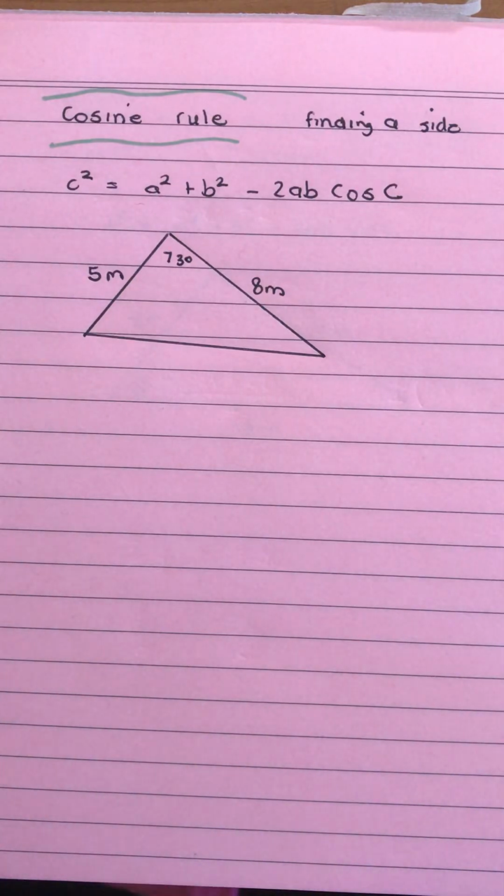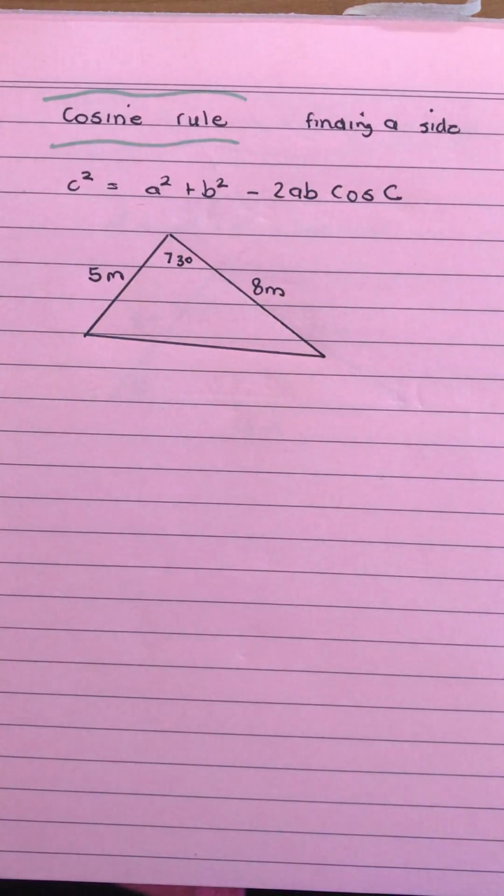Have a look at the cosine rule in this video. I'll do two examples on the cosine rule, one where we're finding a side and one where we're finding an angle. This one is going to be finding a side.